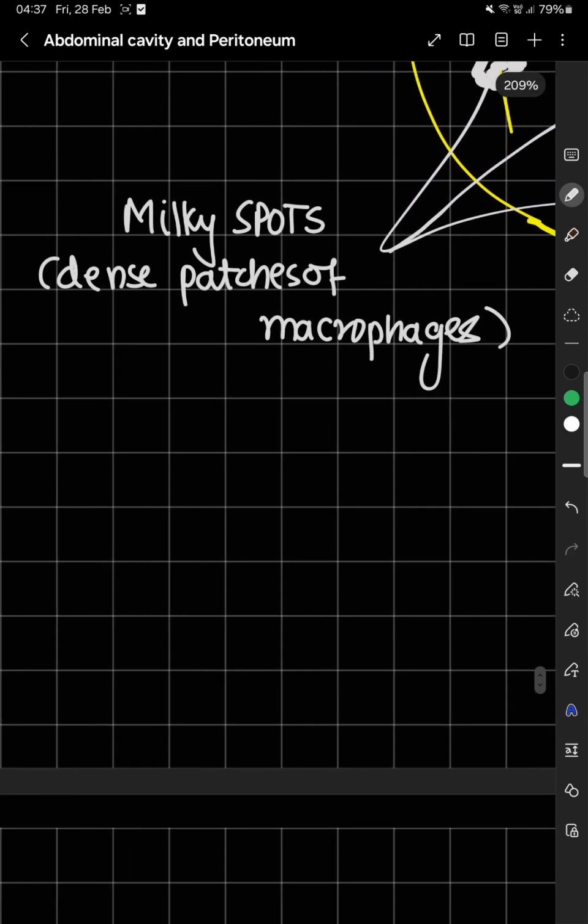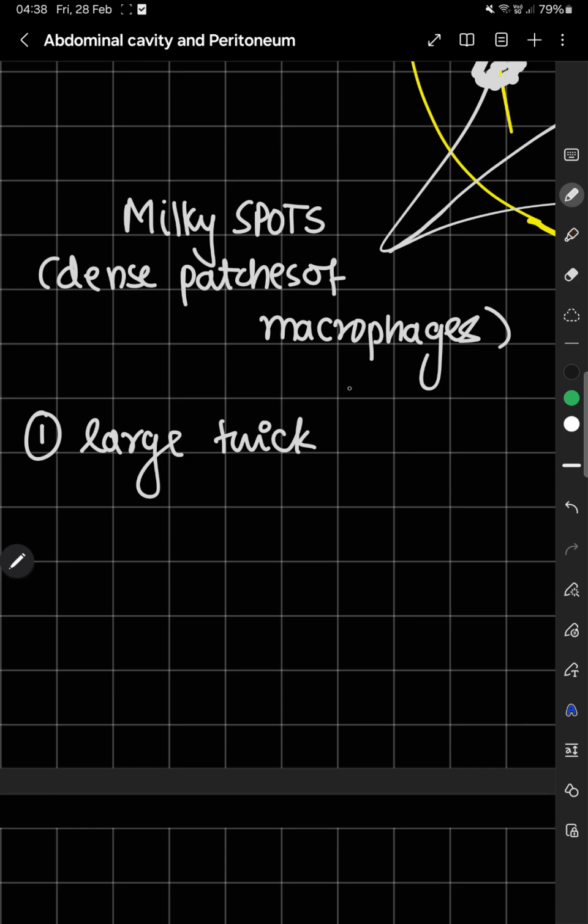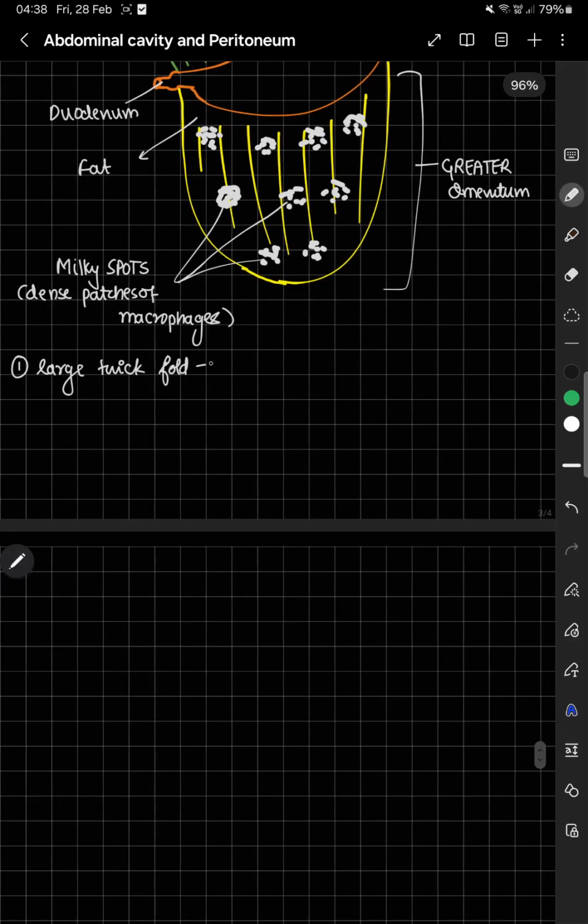So what is the greater omentum? First thing, it's a large thick fold of obviously the peritoneum, of our peritoneum here.